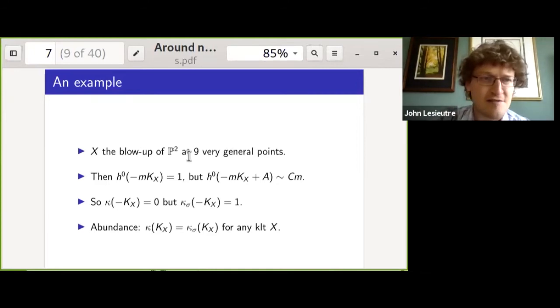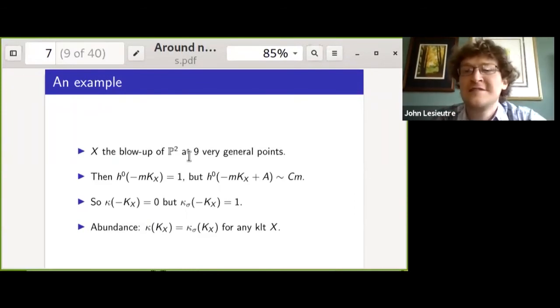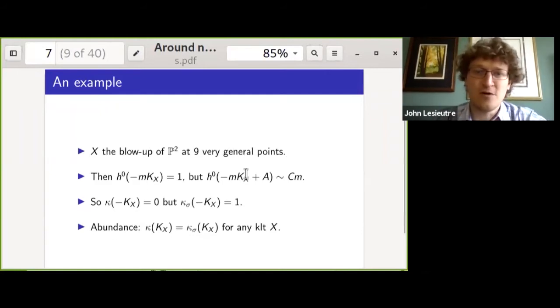I guess some of you already thought through the elliptic curve case. I understand surfaces better. So imagine you took P2 and you blew up 9 very general points. So the anti-canonical class on there, well, what's the anti-canonical class on P2 blown up at 9 general points? It's cubics going through the 9 points. For 9 very general points, there's a unique such cubic. And so h0 of minus kx with m equals 1 is just 1. There's a single cubic in that class.